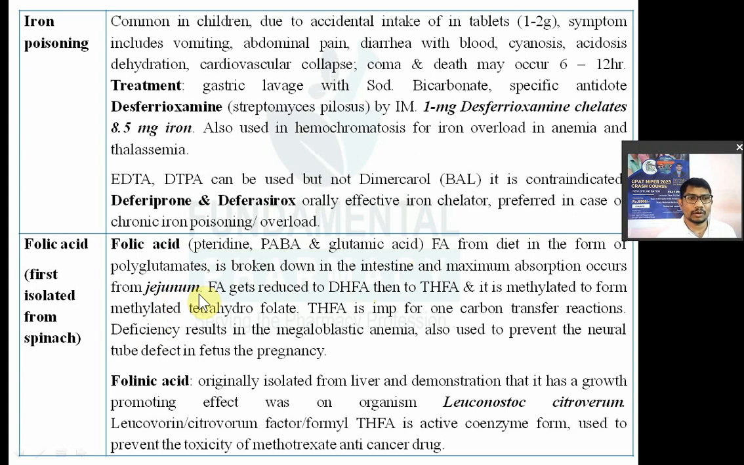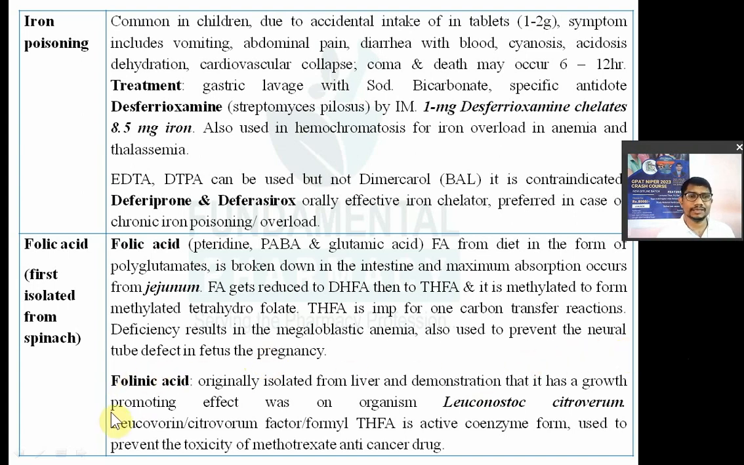Now the folic acid gets reduced to dihydrofolic acid, then tetrahydrofolic acid, which is then methylated. Methylated tetrahydrofolate is the active form and is important in the 1 carbon atom transfer reaction. Deficiency of this folic acid results in megaloblastic anemia and it is used to prevent neural tube defects in pregnancy. इसके ऊपर क्वेश्चन आ चुका है.